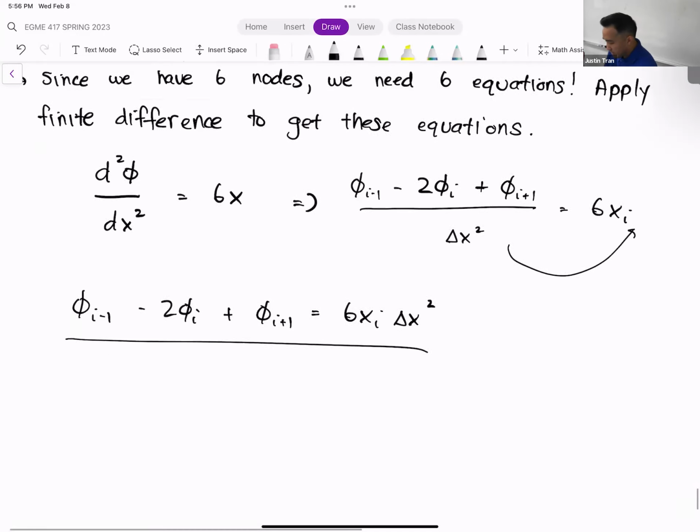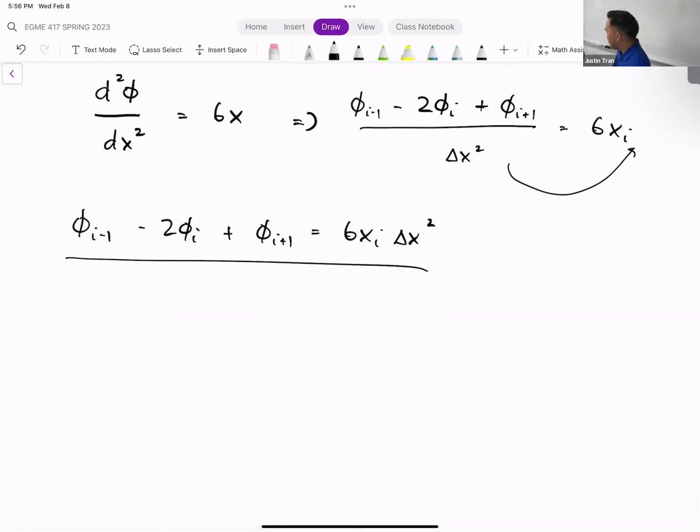I'll underline this because we're going to be applying it a lot, but it's not going to be the final equation that we have. What we're going to do is apply this equation to every node that we can. We're not going to be able to apply this to every single node, and you'll find out why very soon. But for all the ones that we can apply it to, we'll apply it to those nodes.